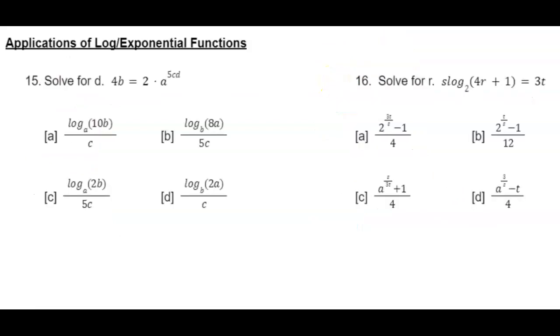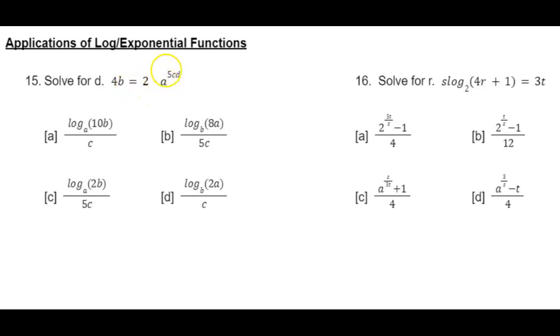All right, we're moving into applications of logs and exponentials. So we're still sort of solving, but it's applying the context as well in terms of figuring out what you're solving for. So in 15 and 16, we are taking a multivariable equation and solving for one of the variables. In 15, we're solving for D.